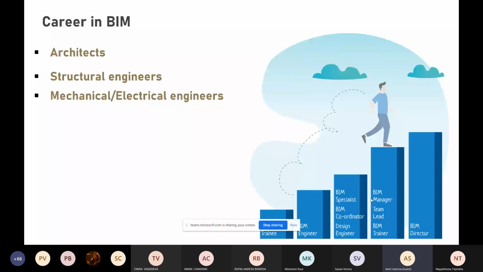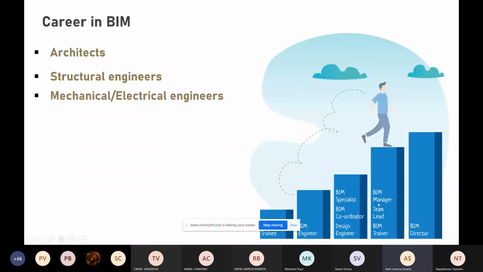A BIM coordinator's job is to coordinate between all stakeholders. Like in my current job, I coordinate with architects, structural engineers, mechanical engineers. I get a 3D model from everyone, and I integrate that in a single model, and I see if it's feasible or not. If I see any kind of issues, I flag it. I send it back to mechanical or architects if they're responsible for that.